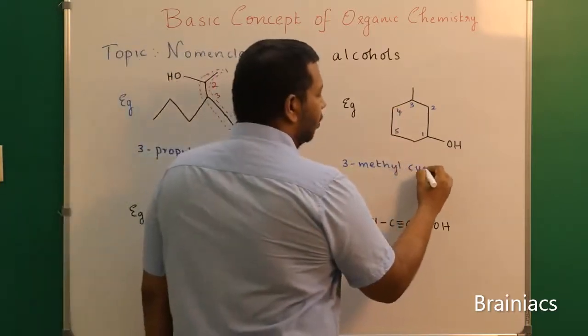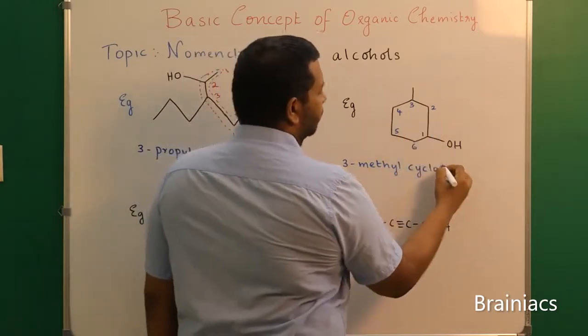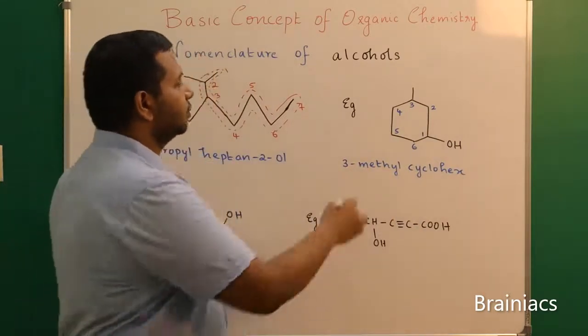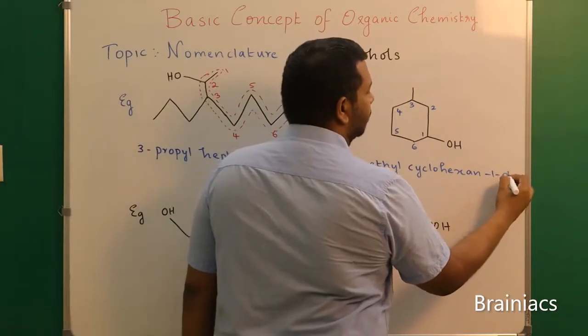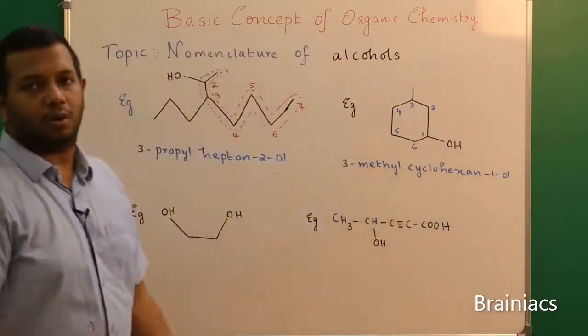Correct? 1 degree prefix is applicable since it's a cyclo compound, so I use the term cyclo. Word root: 6 carbon atoms are there, so cyclohex. Correct? 3-methylcyclohex. All are connected through single bonds, so hexane. At the first position you have the functional group, that is, the 2 degree suffix is ol. Hexan-1-ol.